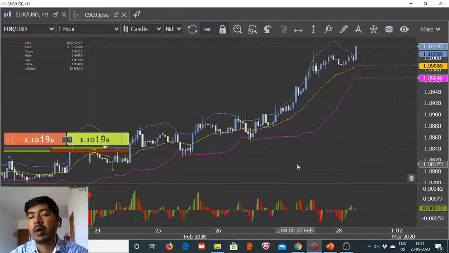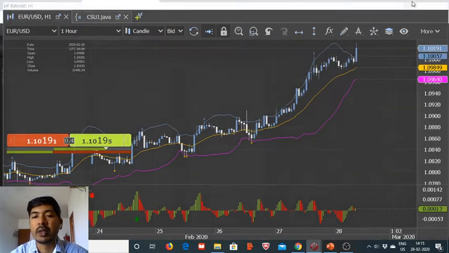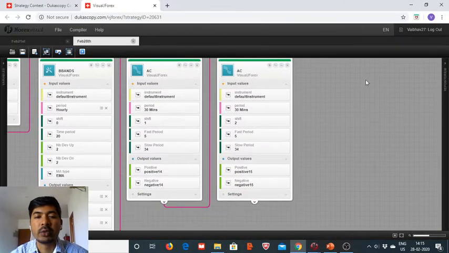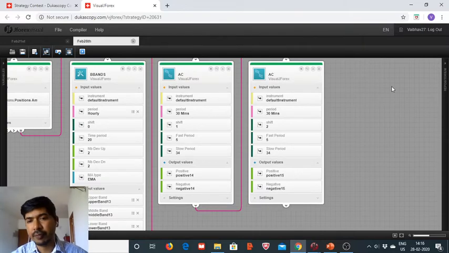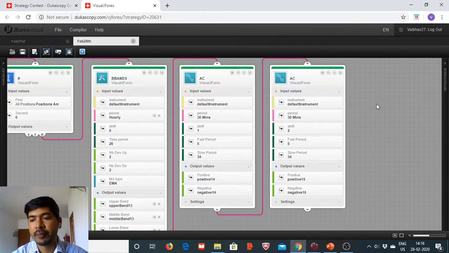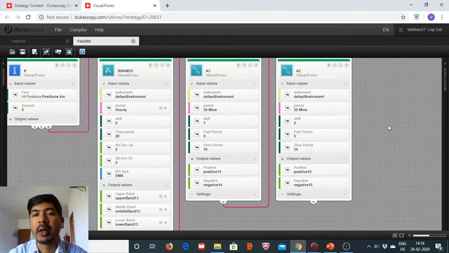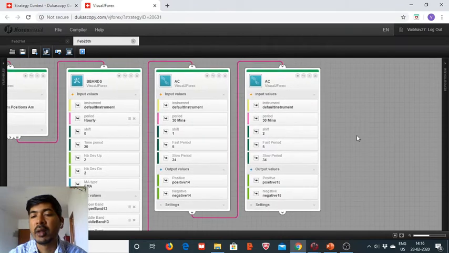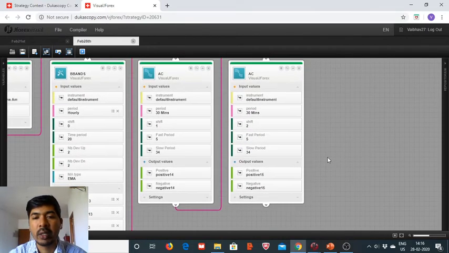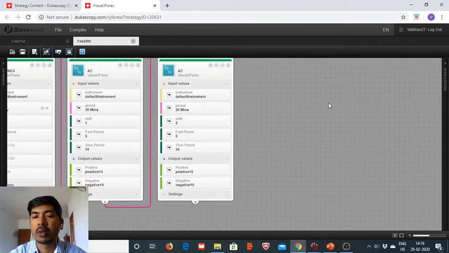We can also always bring in additional requirements if we see the trades are not being executed as we thought they should be. So so far we have got this Bollinger band and the AC2 indicators, and now we will need to connect this to the multiple action blocks.